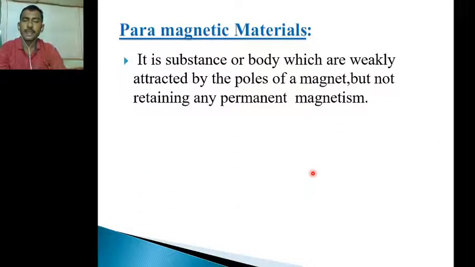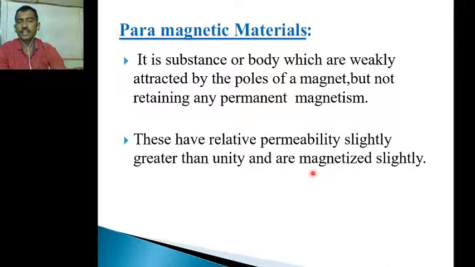And the next magnetic material is paramagnetic material. What is a paramagnetic material? It is a substance or body which is weakly attracted by the poles of a magnet but does not retain any permanent magnetism. That means it has some magnetism, but it is not permanent, and it is weakly attracted, not repelled, by the poles of the magnet. It is also one type of magnet with a weakly attracted nature, and this can also be explained with the help of permeability.